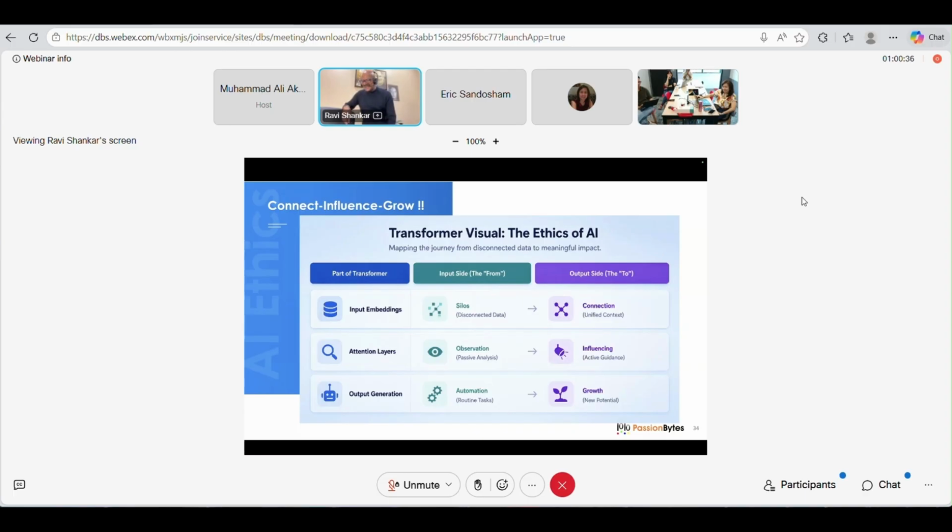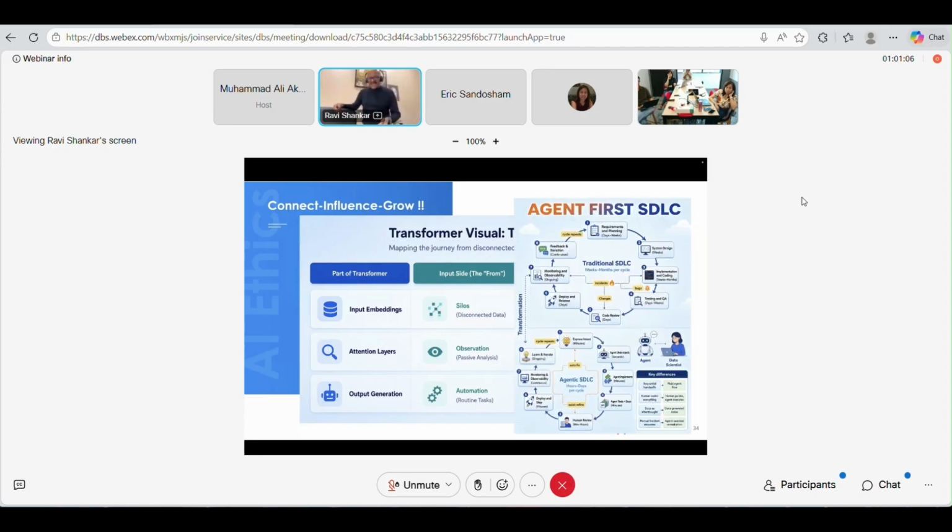So AI helps you to move from what? A doer to a director, a builder to an architect, an actor to an advocate. It is not going to take away your job. It is going to make you, as I mentioned, a director, an architect kind of role. Use it responsibly. And I have my LinkedIn here.